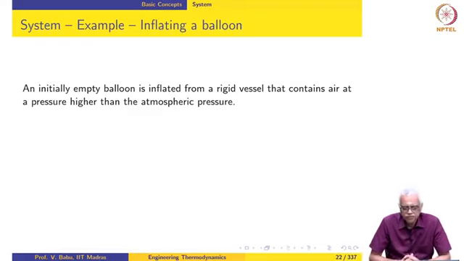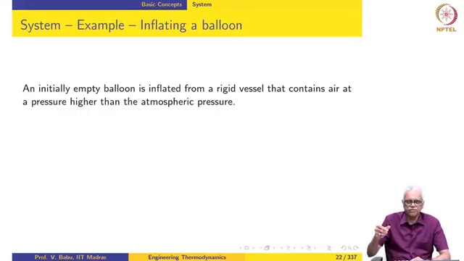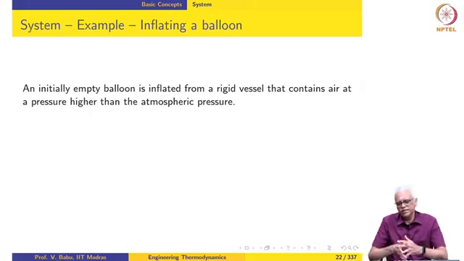So in the next example, we have an initially empty balloon which is inflated from a rigid vessel. So we have a cylinder or a rigid vessel which contains, let us say, air at a high pressure, and we inflate the balloon from the cylinder. Okay. So we have kept a valve on top of the cylinder. We open the valve a crack and we fill the balloon with air from the cylinder. We wish to carry out a thermodynamic analysis of this particular problem using the system approach. So we would like to define an appropriate system for this problem.